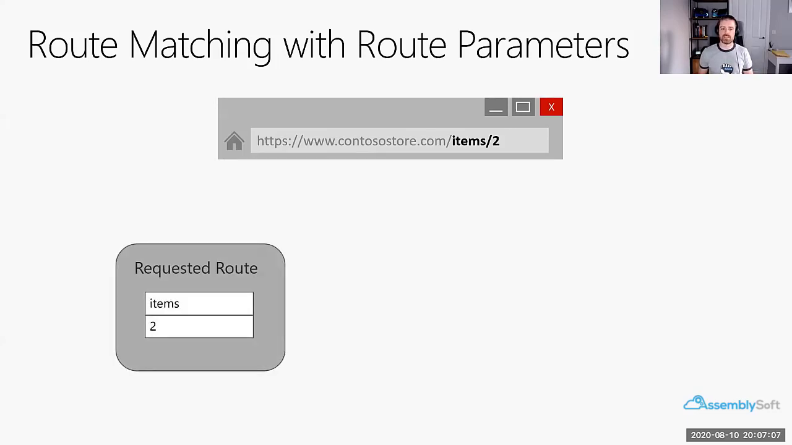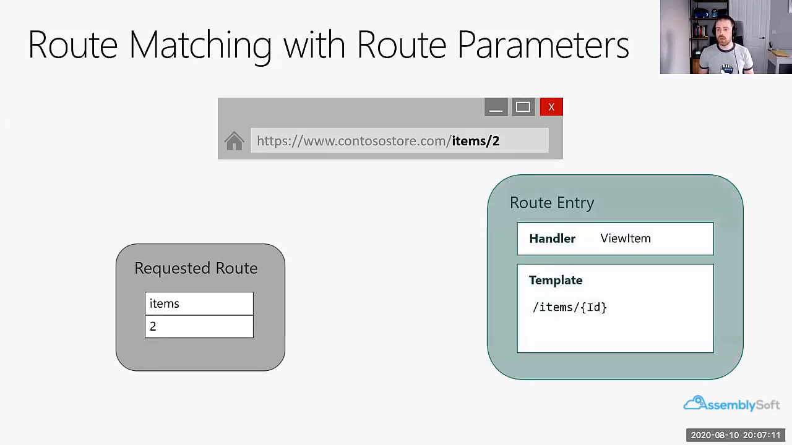So this requested route gets broken down into the two segments just as it did before. And then again, we have a route entry. And this time we have a component called view item, and it has a template of /item/squiggly brackets ID. Now, you recall I mentioned earlier, this is how we define a route parameter, okay? So this has this setup here. And again, as I mentioned earlier, this will break down into two segments.